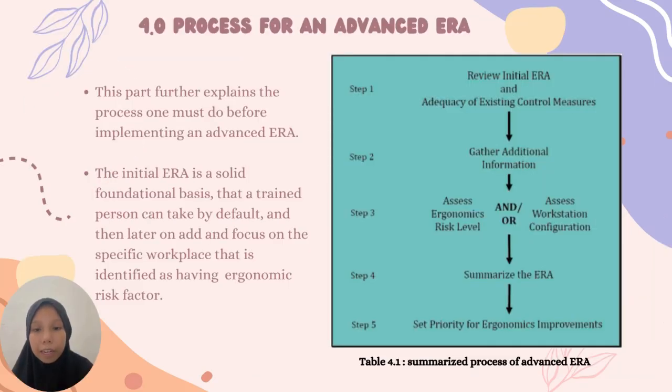Subtopic 4, Process 4 and Advanced ERA. Step 1, Review initial ERA and adequacy of existing control measure. Step 2, Gather additional information. Step 3, Assess ergonomic risk level or assess workstation configuration. Step 4, Summarize ERA. And last step, Step 5, Set priority for ergonomic improvement.